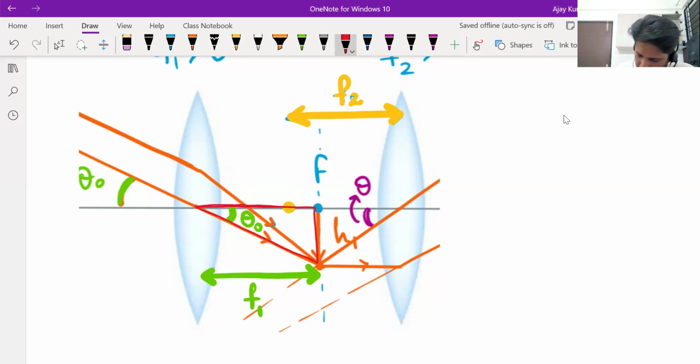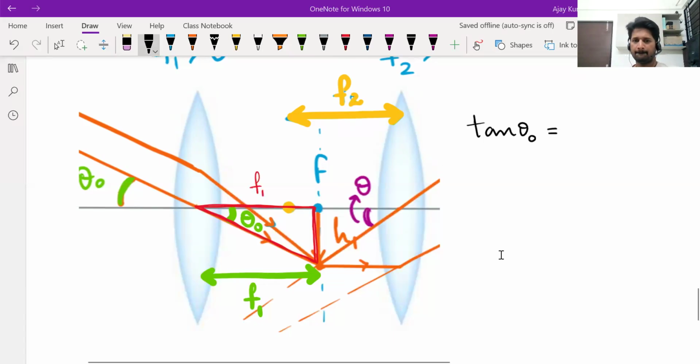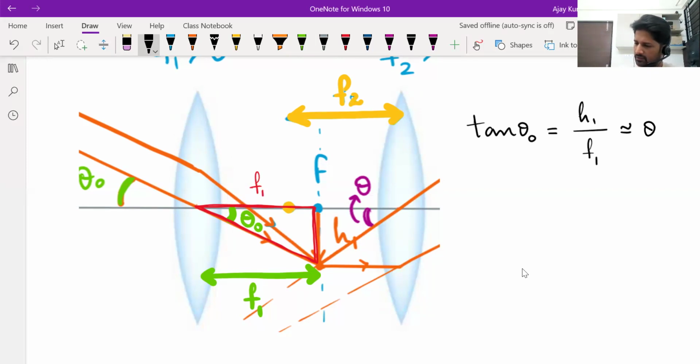Rishi, do you agree with this or not? Yes, sir. Okay. Now this horizontal distance is the focal length of the first lens, one side. The opposite side is h1. So Isha, tell me how much is tan theta naught from this triangle? So h1 by f1, correct. That is tan theta naught. We'll approximate it to theta naught itself.